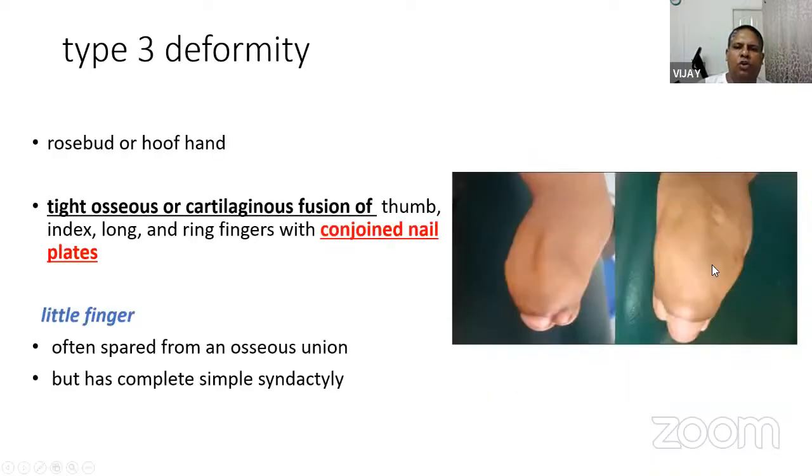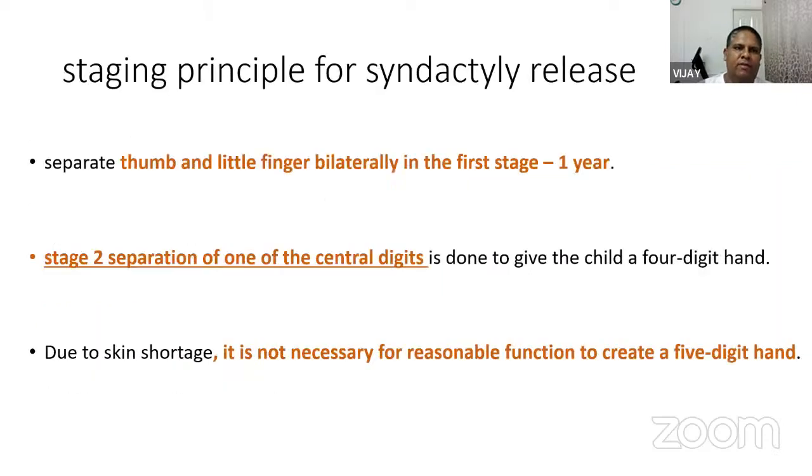The hoop or the rosebud hand is a condition in which they have a common nail bed. That is the most important factor. And here there is a tight cartilaginous fusion of the thumb along with the index, long and ring finger with a conjoined nail. But the beauty is the little finger is usually spared, and even if the syndactyly is there, it is only a simple syndactyly.